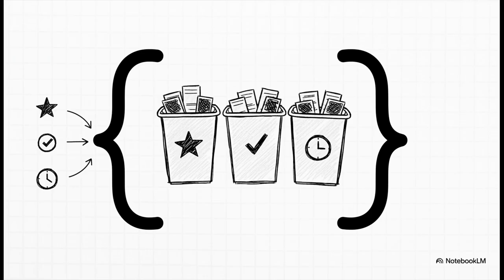We make one master dictionary. Let's call it prioritized_tasks. The keys are just the words high, medium, and low. And the values for those keys, they're the entire lists we just made. We've basically nested our lists inside this one perfectly organized dictionary.